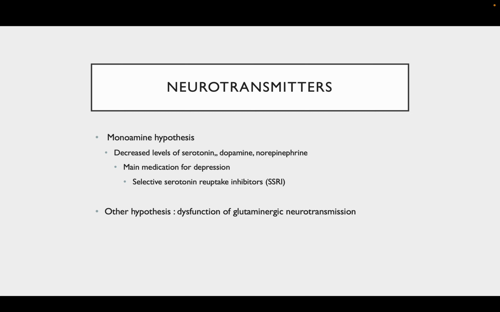Neurotransmitters. The main hypothesis regarding the relationship between neurotransmitters and MDD is that depression causes a decrease in levels of serotonin, dopamine, and norepinephrine. This is known as the monoamine hypothesis. The main medication for MDD is selective serotonin reuptake inhibitors, most commonly known as SSRIs, which prevents the reuptake of serotonin.